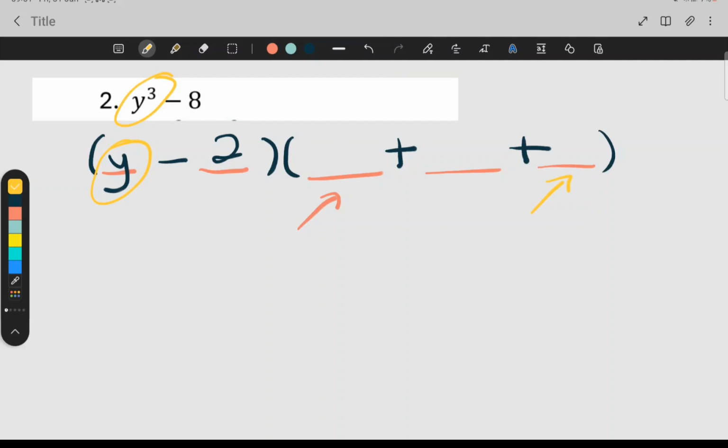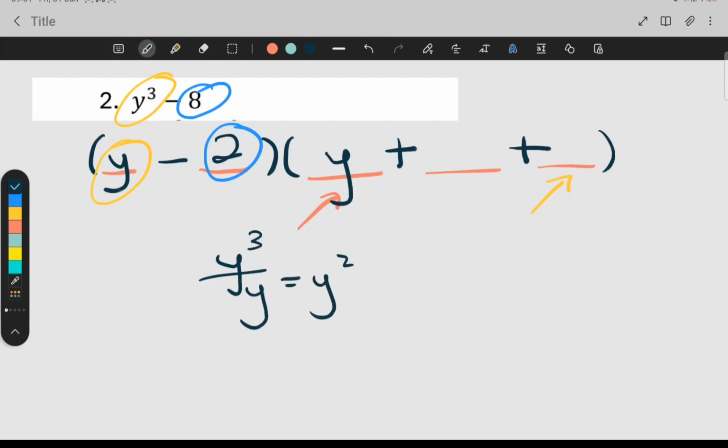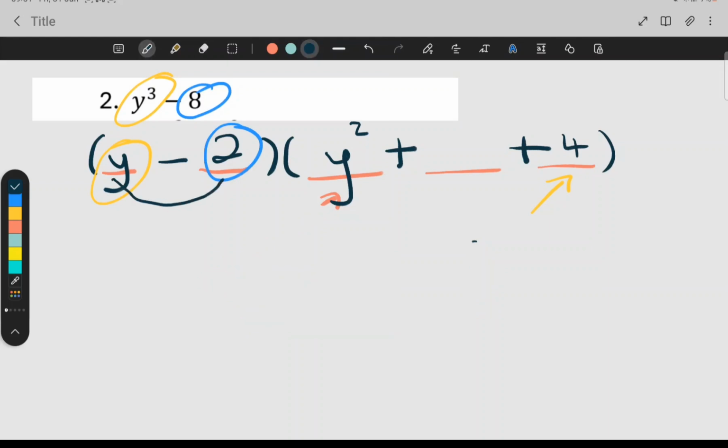And to get the last term, I'm going to say this over this. So, okay, let's go. I told you to get the first one, it's this over this, and that is y to the 2. So this is y to the 2. And then for this last term, it's the 8 over 2, which is 4. And then to get the middle term, it's this times this. So 2 times y or y times 2 is 2y. And that's your answer. As easy as that.